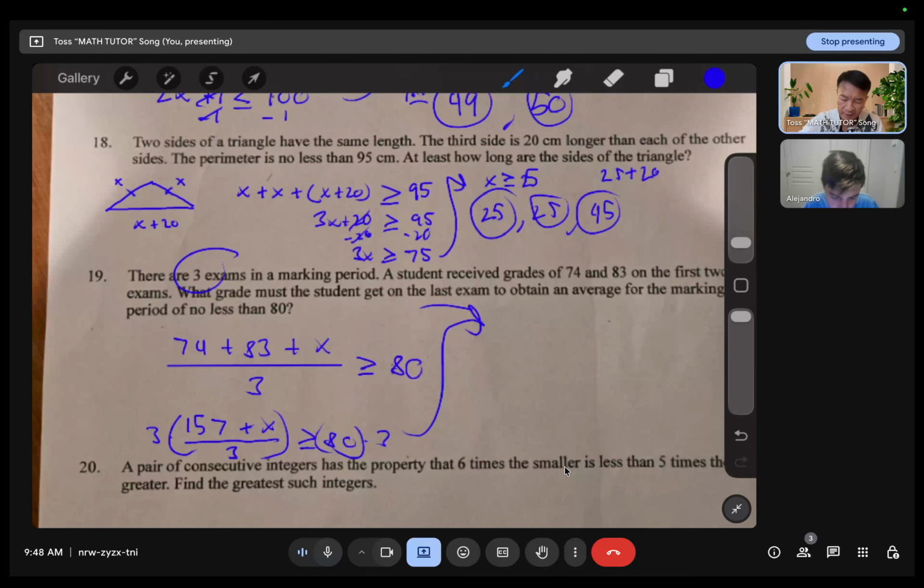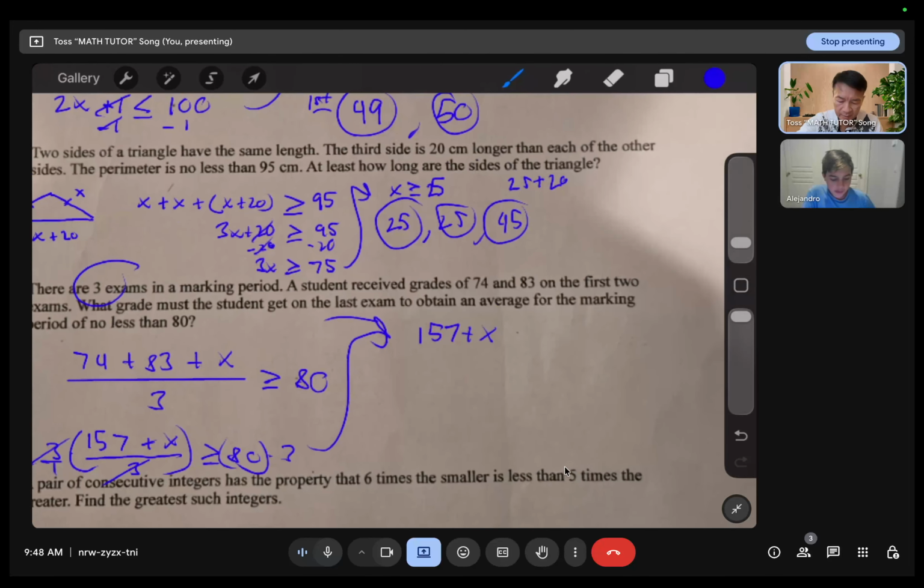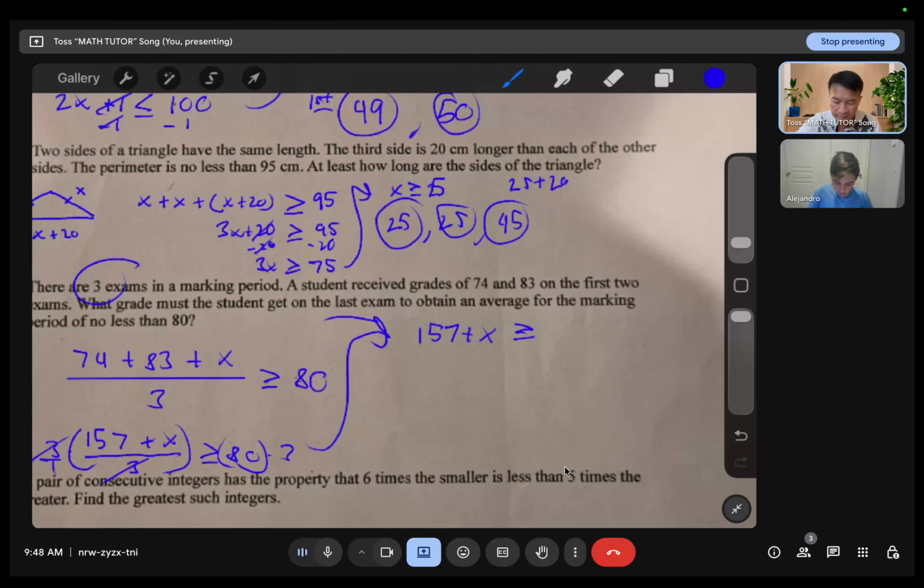So again, let's see what happened here. The 3 cancels, over 1, the 3 cancels there. That's how you want to do it. Then all you have left is 157. You don't need to keep the parentheses anymore. The greater than or equal to stays the same. 80 times 3 is 240, like that. So far. Continue. Subtract both sides by 157.